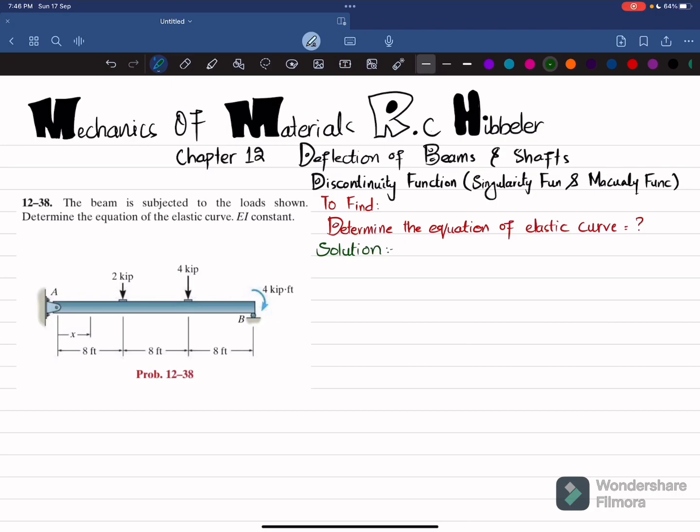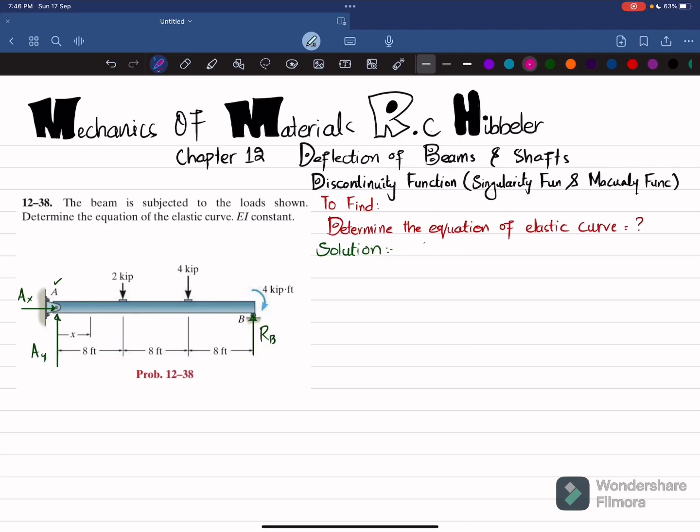So the first step is that if you remove the pin support at point A, you will have a vertical reaction force, AY, and a horizontal reaction force, represented as AX. Similarly, if you remove the roller support at point B, you will have a reaction force represented as RB. So we'll find these reaction forces by using the equations of equilibrium.